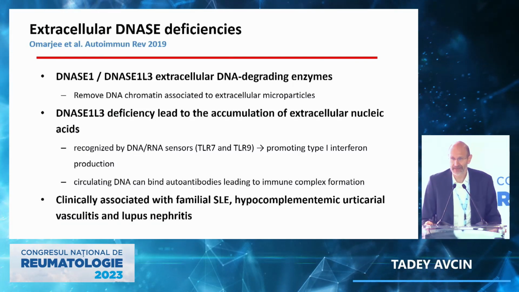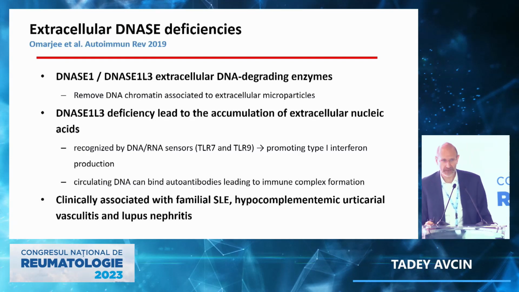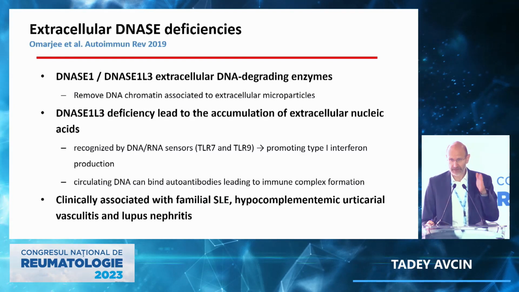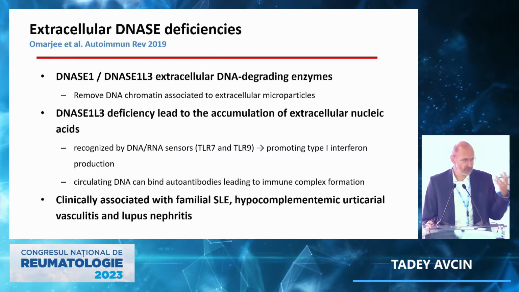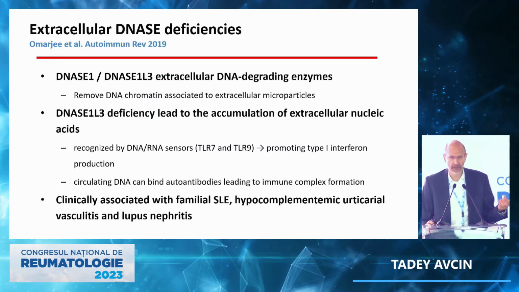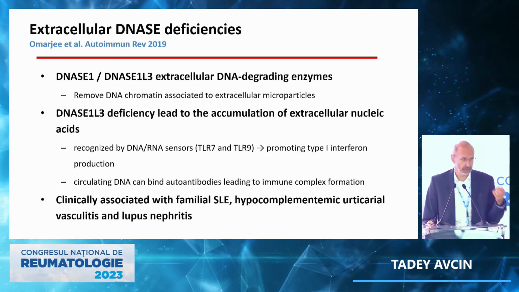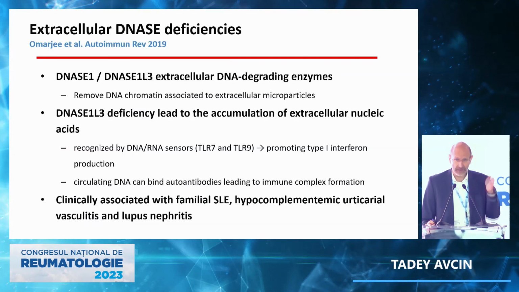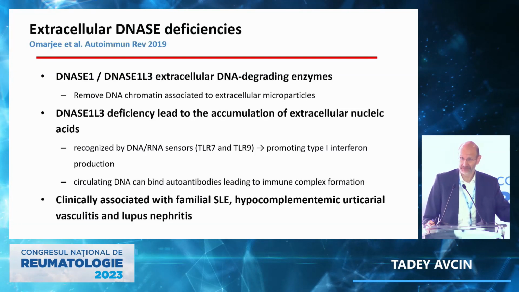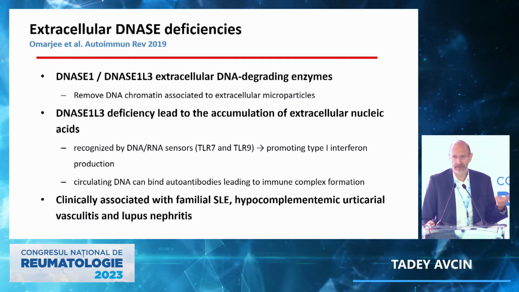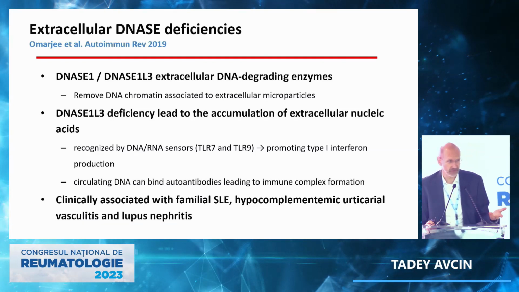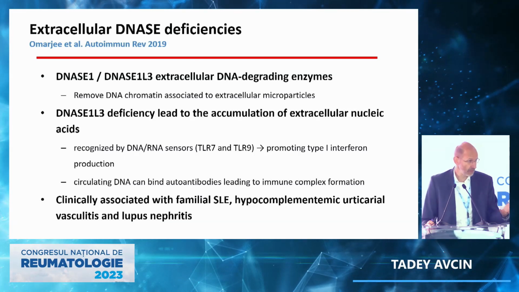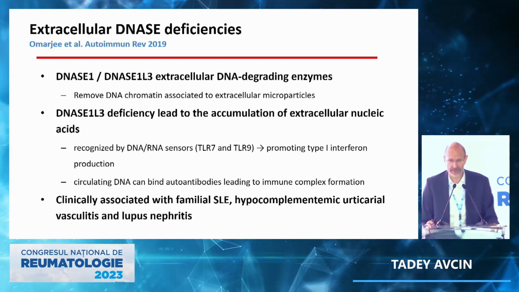The most common is DNase 1L3 deficiency. What is DNase 1L3 deficiency? It is an extracellular DNA degrading enzyme. So all these extracellular microparticles that contain DNA chromatin from apoptotic bodies need to be degraded. And this DNase 1L3 is just cutting nucleic acid. And you can imagine that DNase 1L3 is present at the highest concentrations in cells that are involved in this apoptotic process: mononuclear cells, macrophages, liver cells.